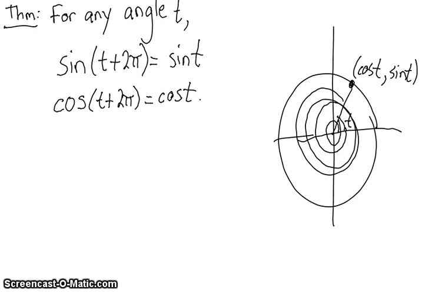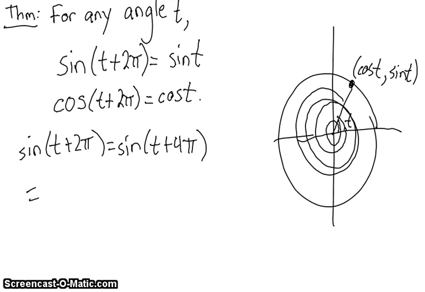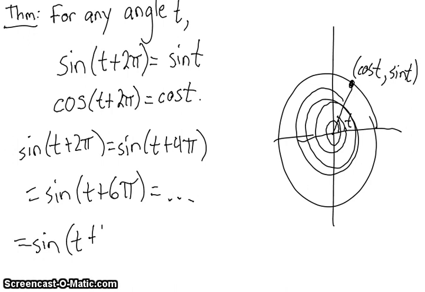Okay, so you could even write it in a fancy way, or a less fancy way. You could say, well, the sine of t plus 2 pi is the sine of t plus 4 pi, sine of t plus 6 pi. I think you get the idea. Dot, dot, dot. If you want to be real fancy, you say it equals the sine of t plus 2k pi for any integer k.